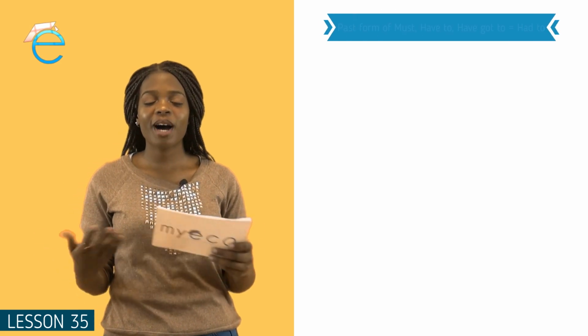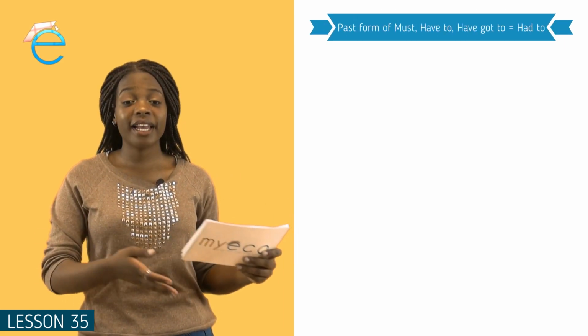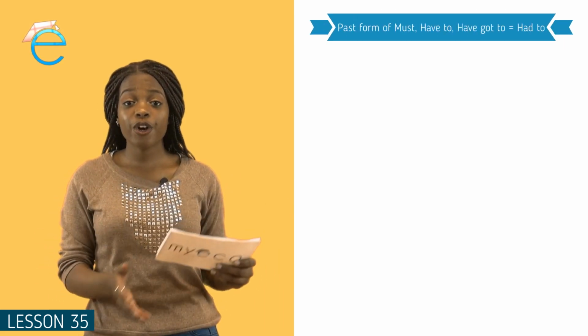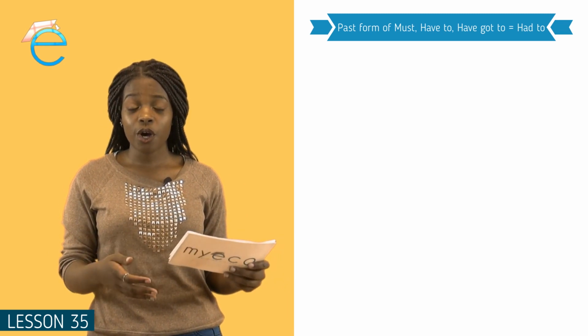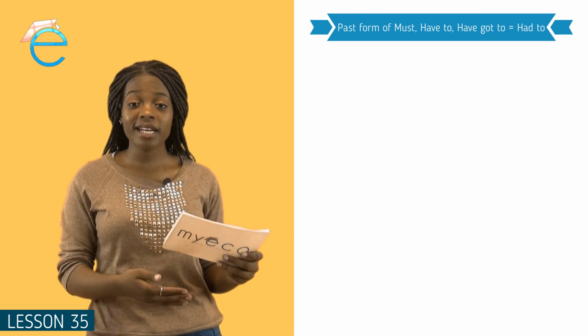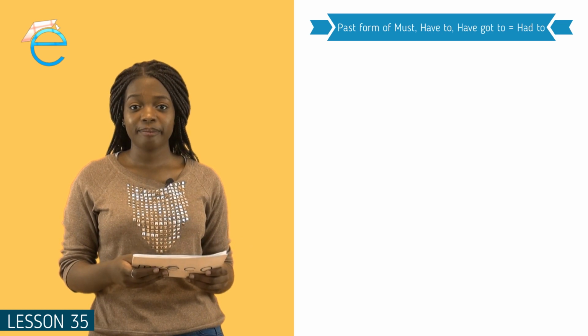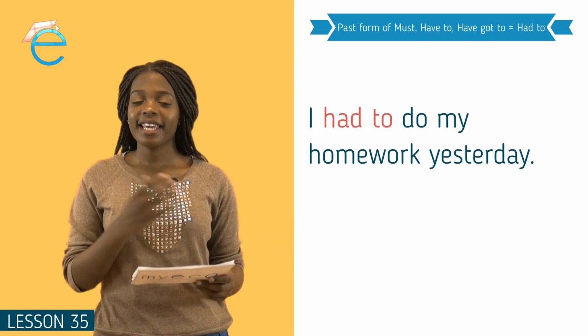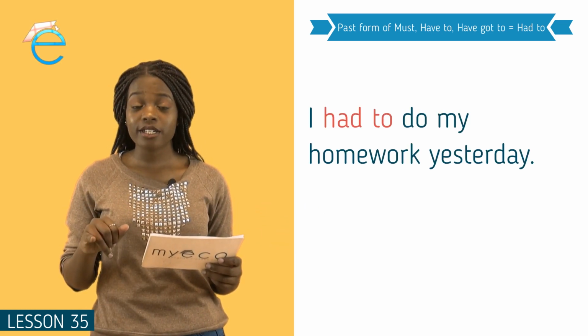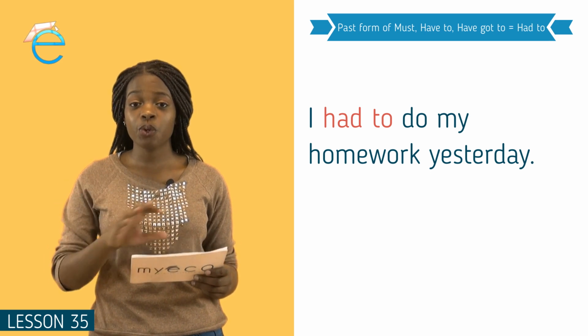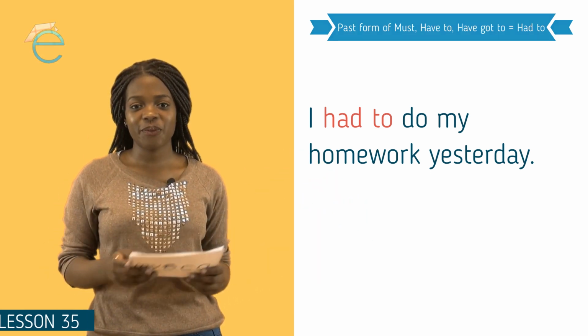When it comes to the past tense of must, have to, and have got to, they all turn into had to. So, if I want to make it into past tense, I would say, I had to do my homework yesterday. So must, have to, and have got to all become had to.